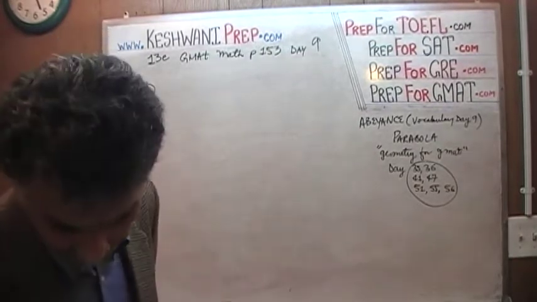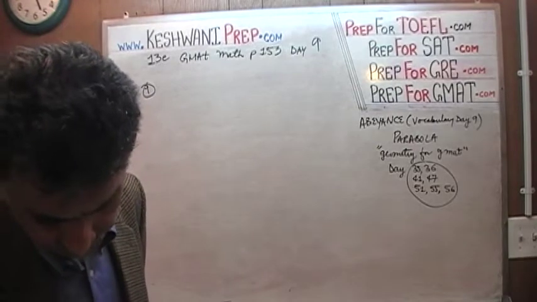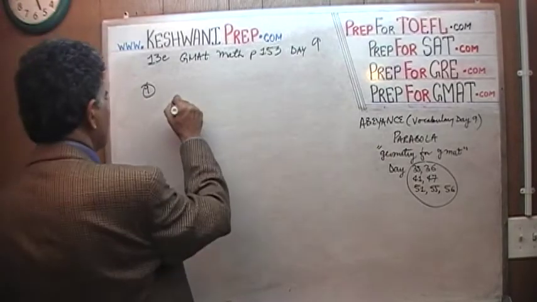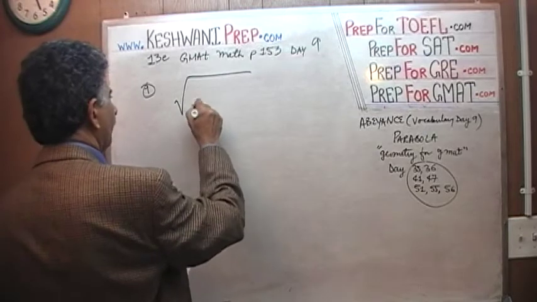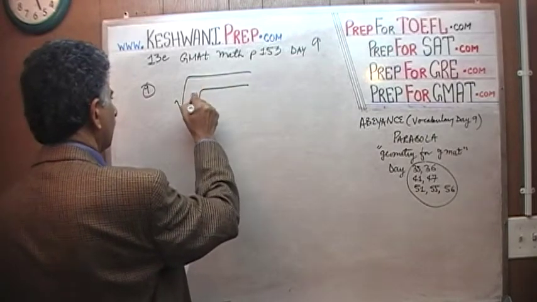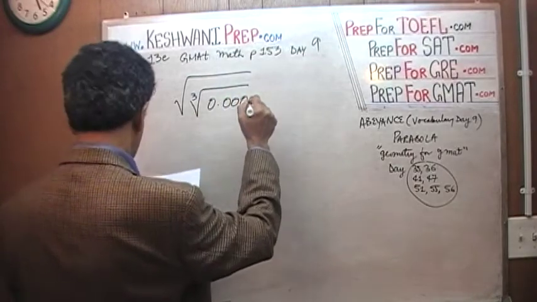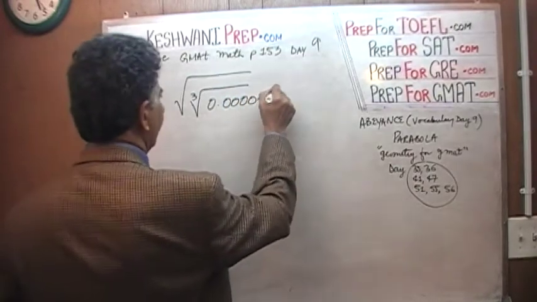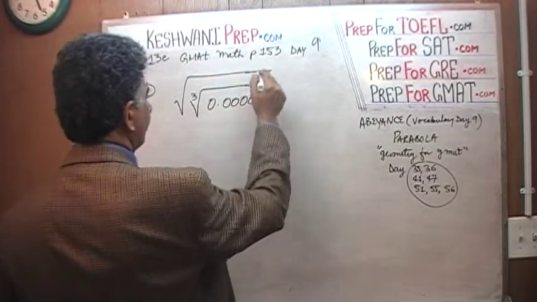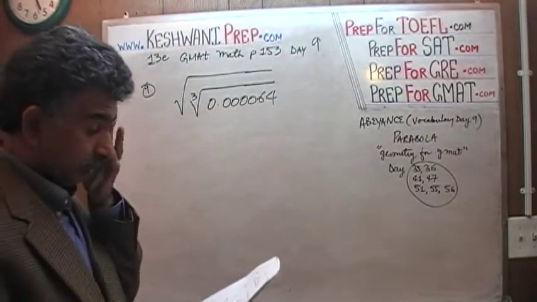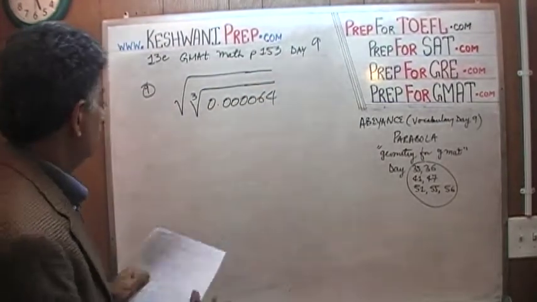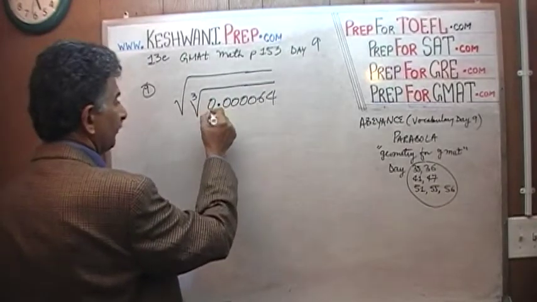We are asked to find the value of a very nasty looking number. The square root of a cube root of this quantity. How many zeros? 4 zeros, 6 and a 4. Well, let's see what we can do. Let's first tackle this part here.